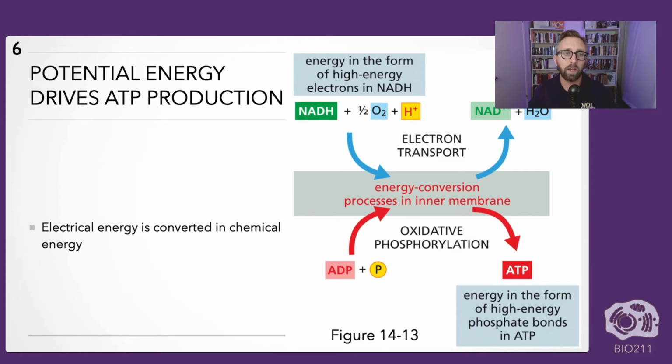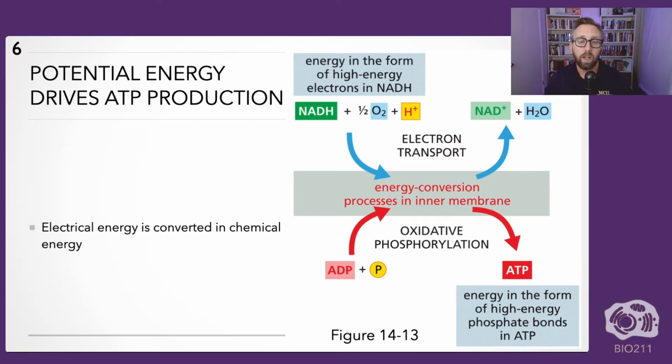And so when we look at this potential energy, right? What we've captured in terms of capturing those electrons and making a gradient, this potential energy in the form of this gradient and electron movement is going to be used to make ATP.